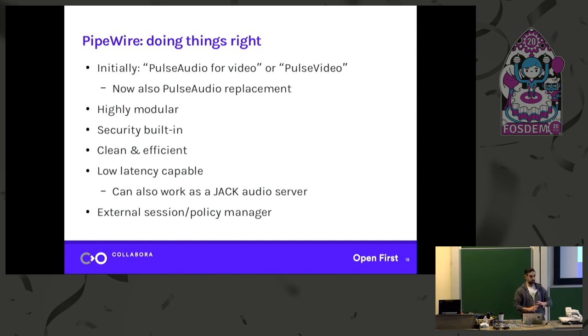It's a very clean code and much more efficient than Pulse Audio. It's capable of doing low latency audio, and it actually implements the Jack API. So it can also work as a Jack audio server. And yeah, the single most important thing is the external policy management. So applications connect to PipeWire. They don't actually get linked to anything. They are not able to do anything until the session manager acts and gives them permissions and gives them links to something else, to a device.